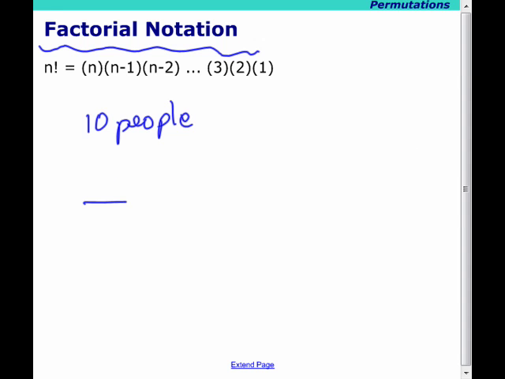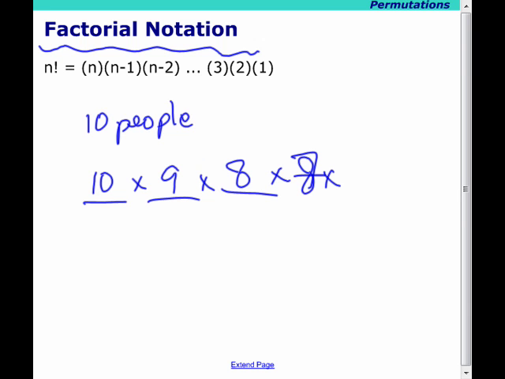Well, the first person, there could be 10. The second person, since I've already used a person, I could have 9. And you can see how that's going to go down the row, 8, 7 times 6 times, etc. Well, rather than writing all of those out, what we do is we say, well, that's 10 factorial. And this symbol in math, the exclamation mark, reads factorial.